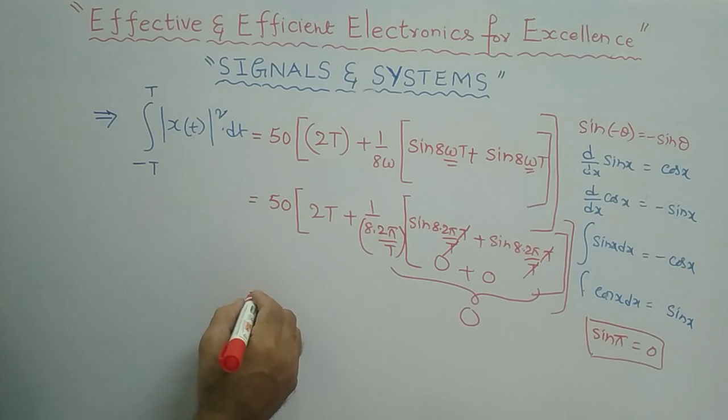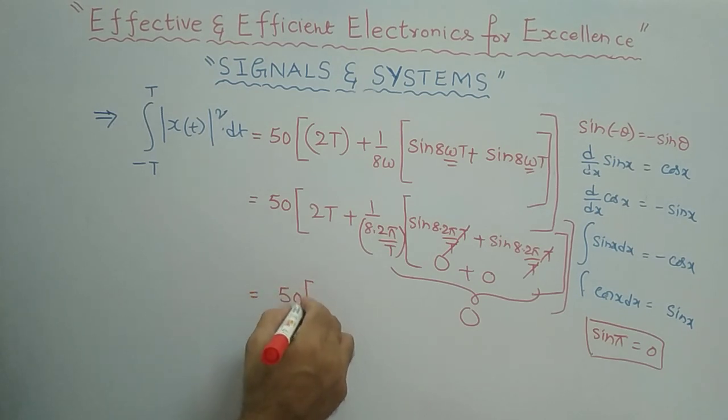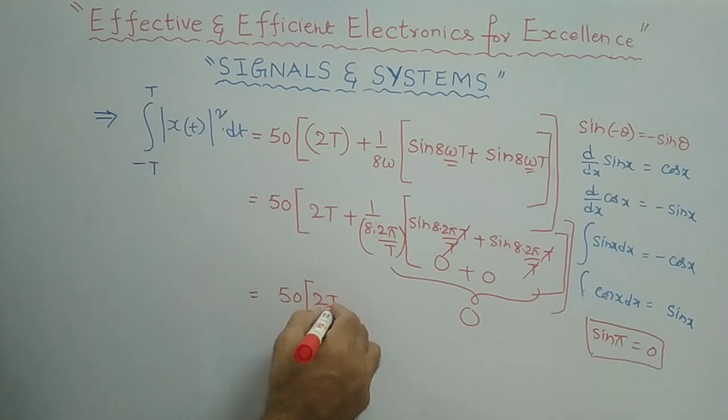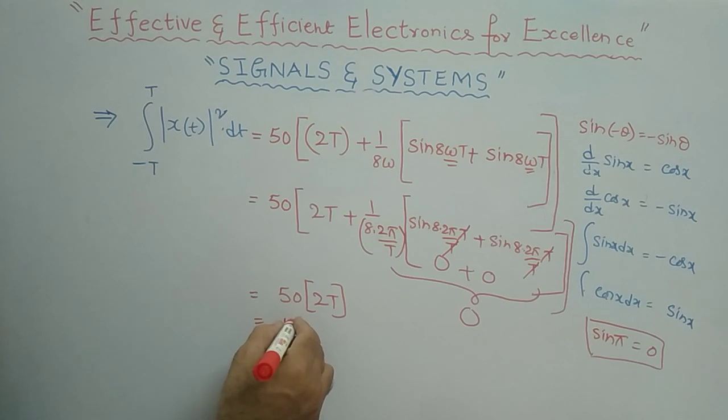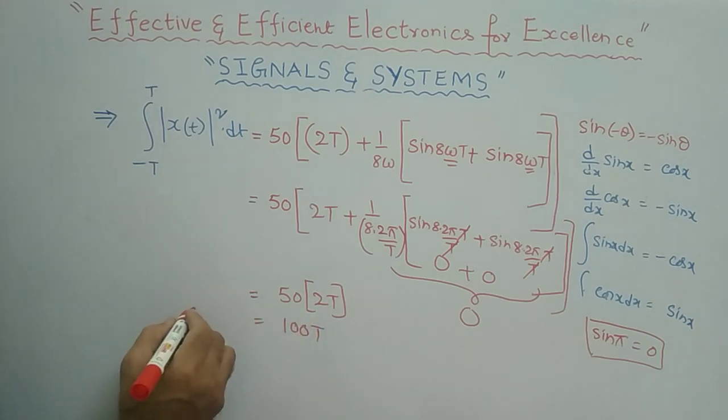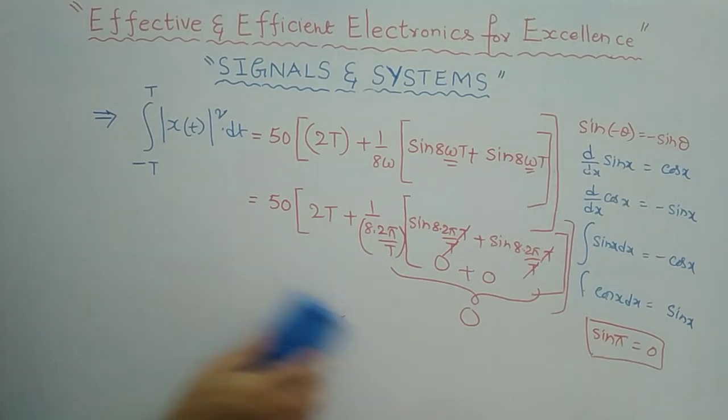And what you will get is 50 into 2 into t only, means 50 into t only. 50 into 2 is 100. 100 into t is your energy. This is what your energy. Clear? I think you are getting. So finally, what you will get, I will write here. This is the last step actually.